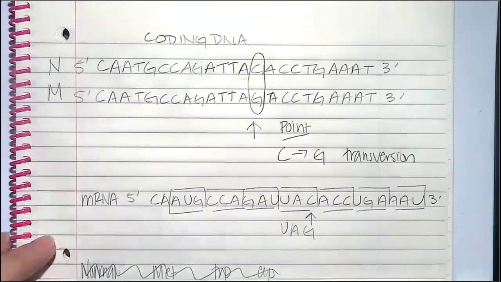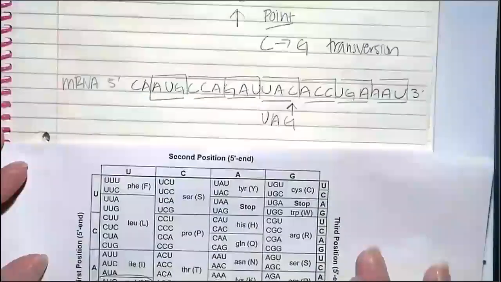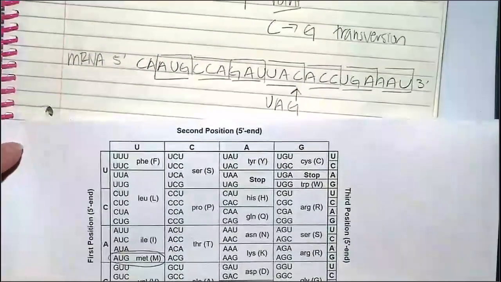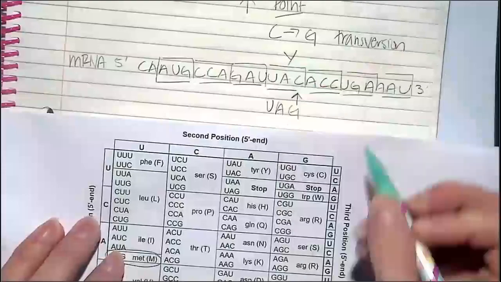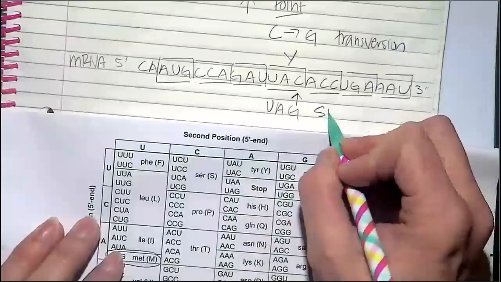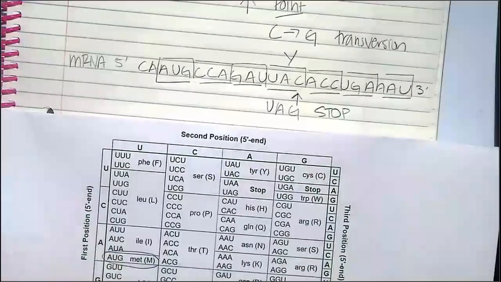So let's see if we can figure out what happened here. UAC is tyrosine, UAG is a stop. So it looks like this was a change from an amino acid to a stop codon, which means this would be a nonsense mutation.